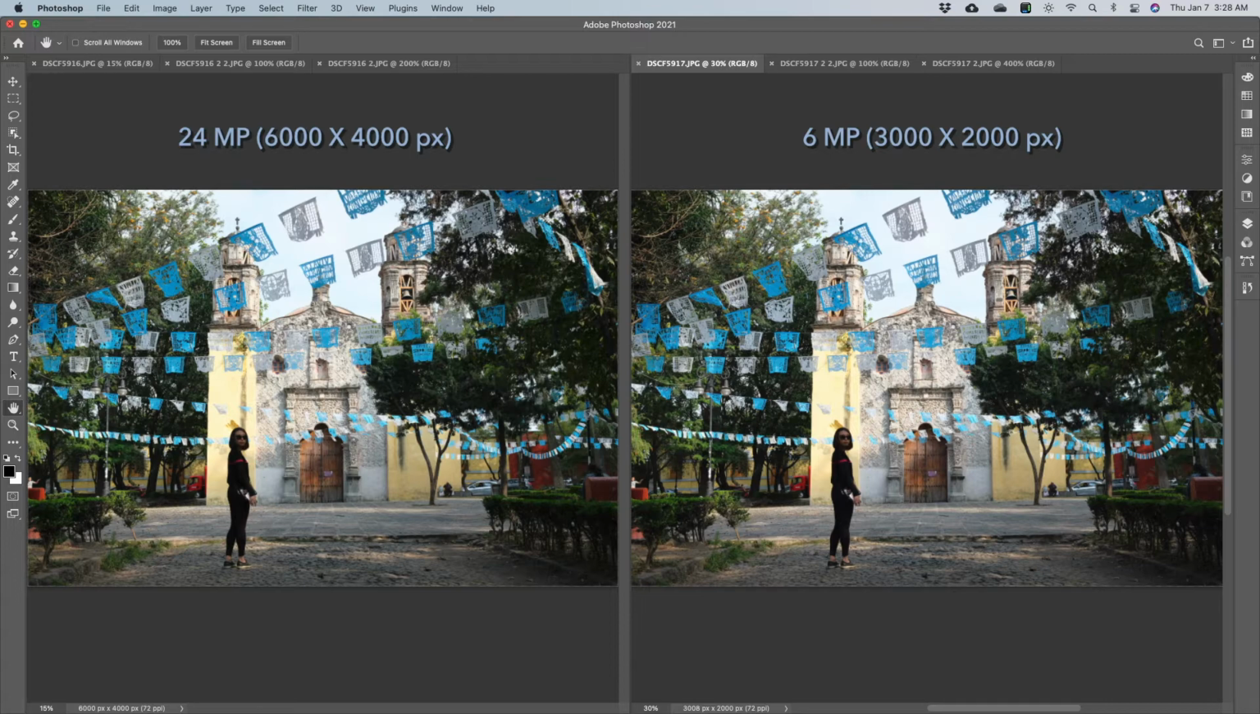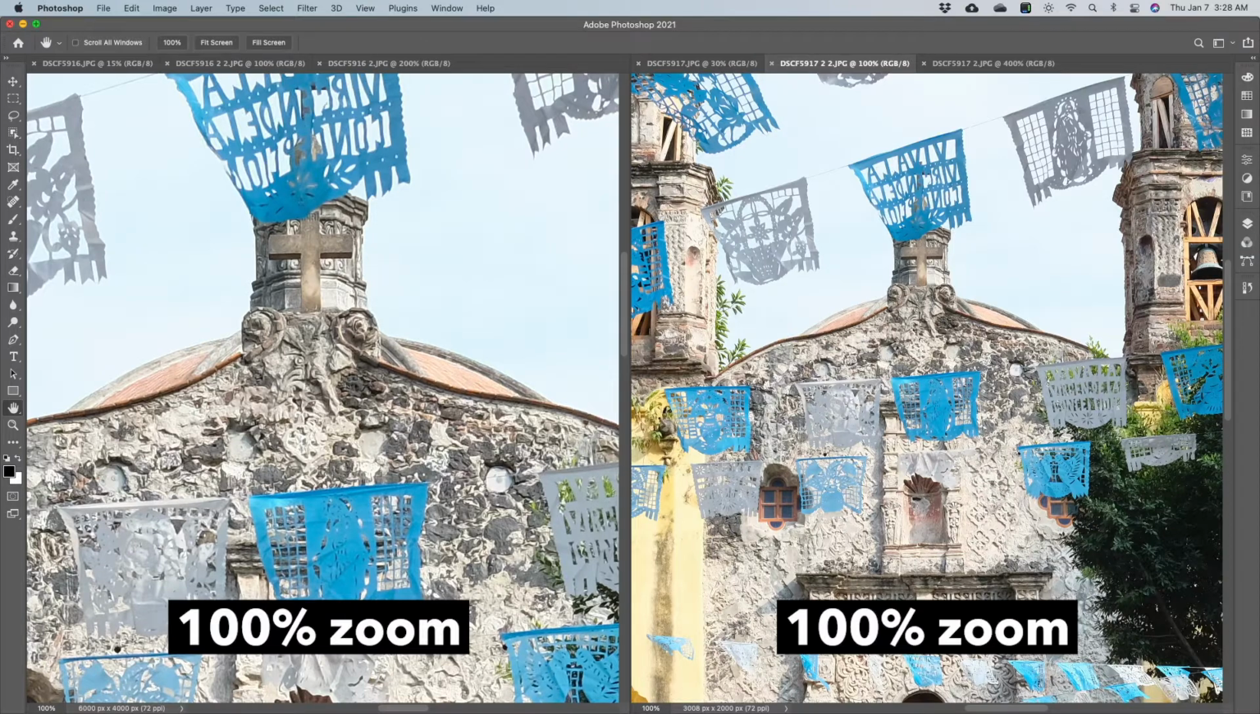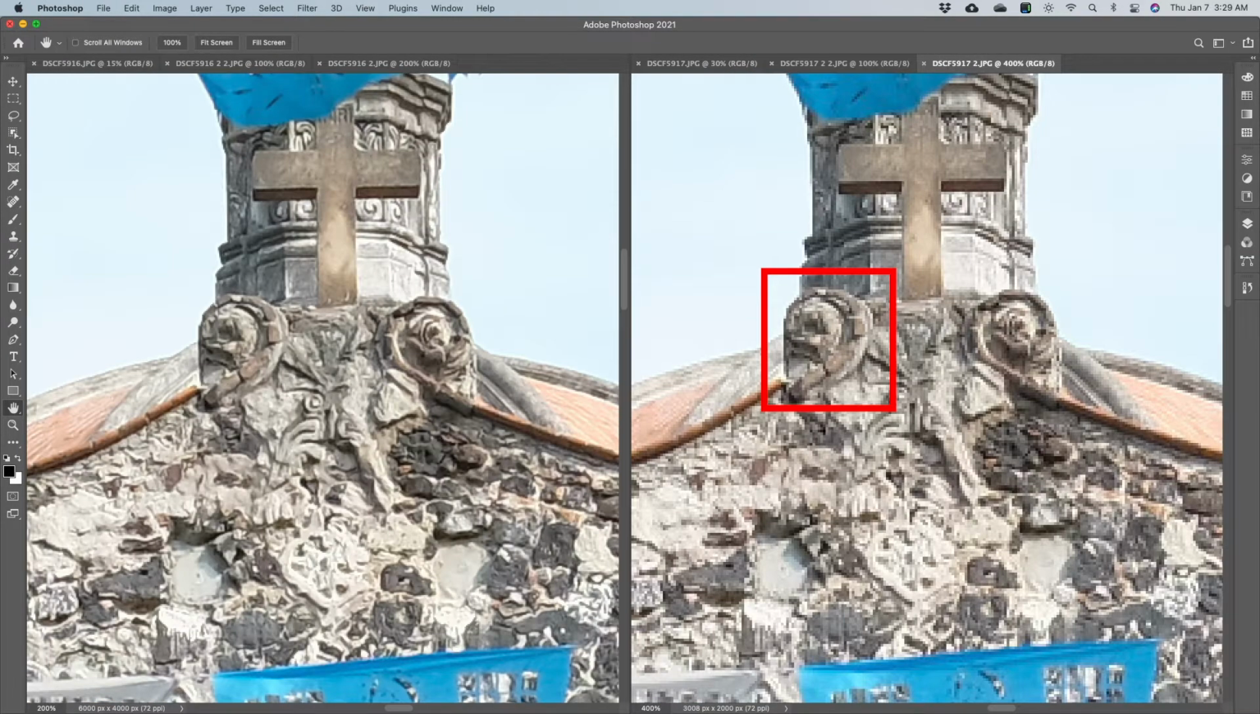In this example, you're seeing 2 versions of the same picture. The left one was saved at my camera's highest resolution, so 24 megapixels, and the right one using a lower setting. Notice how I can't zoom as closely to the image on the right, and when I force it, we see pixelation instead of the fine detail.